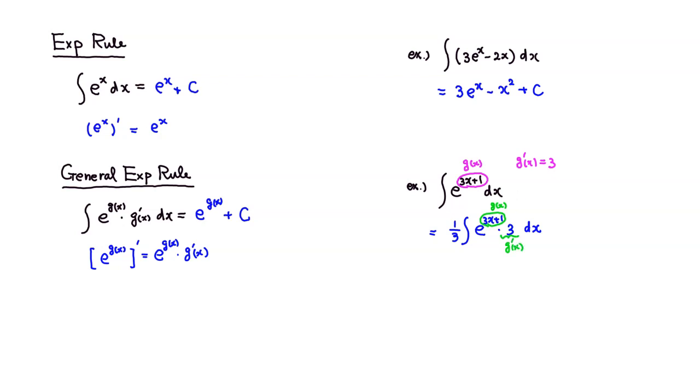Therefore, using the general exponential rule, one third is sitting in front. Then this part, the antiderivative, is simply e to the 3x plus 1, and then you have plus some constant C, since it's an indefinite integral. All right, that's it. I hope that this was clear.